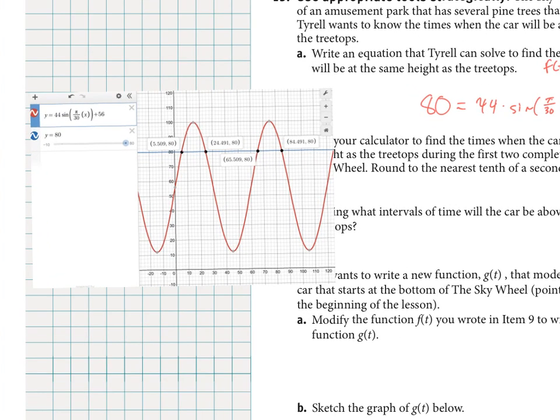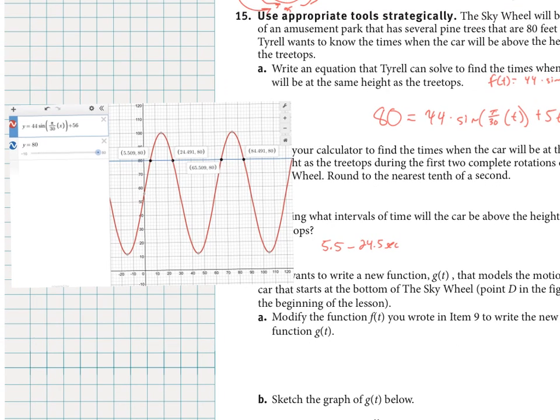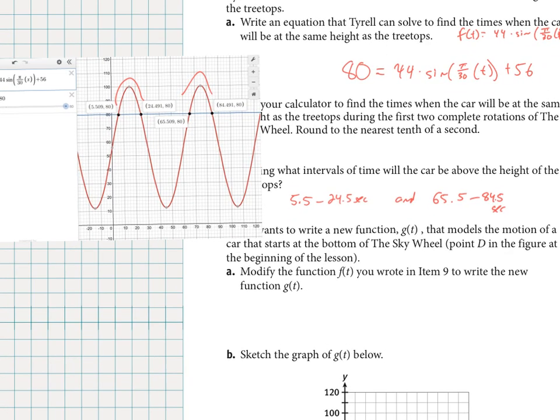The first interval is from 5.5 to 24.5 seconds. It'll be above the treetops. And then again at 65.5, 60 seconds later, that's the period, to 84.5 seconds is when it will be above the treetops. When is it at exactly 80? At all four of those particular ones, rounded to the nearest tenth.